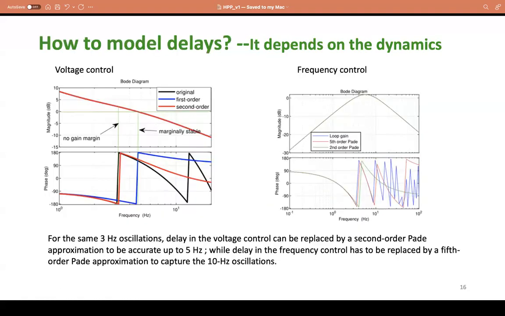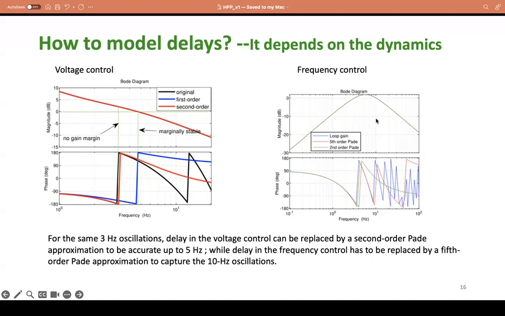So the comment is regarding the voltage control and frequency control. For voltage control, suppose we have 150 milliseconds, then it is like 3 hertz. For example, a 100 millisecond delay is about 3 hertz. So you can just use first order, or second order, to properly capture the shifting frequency.